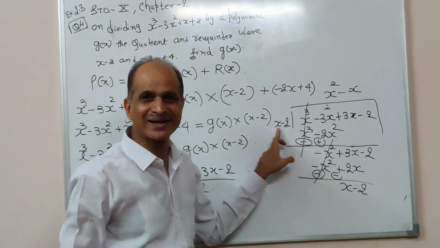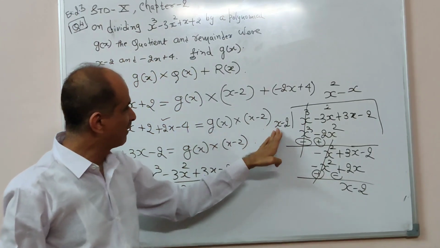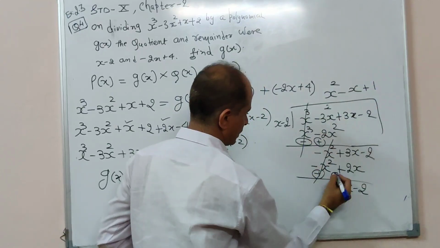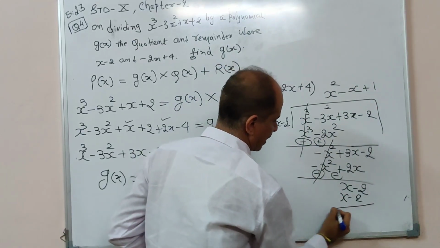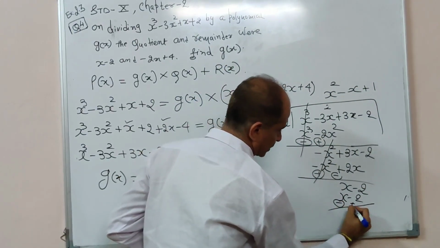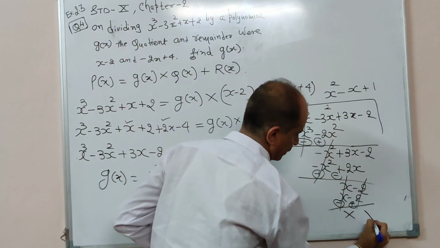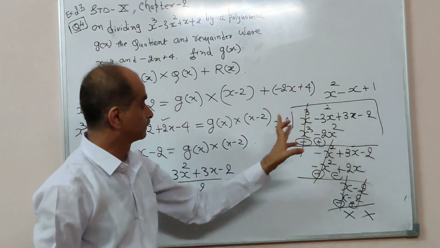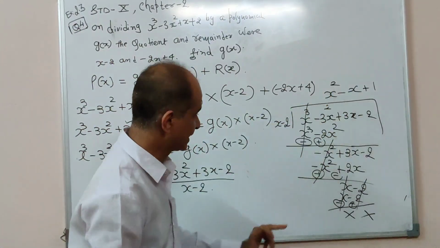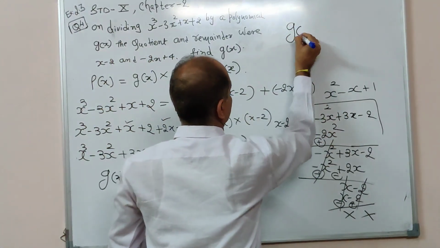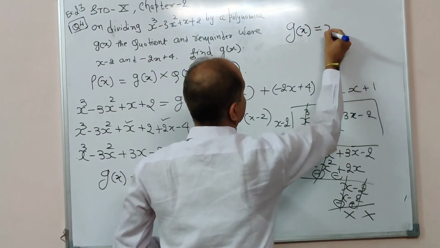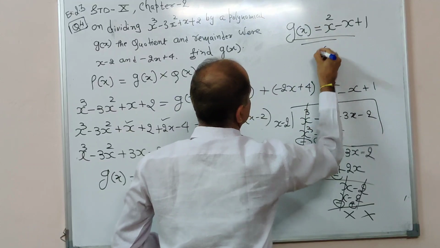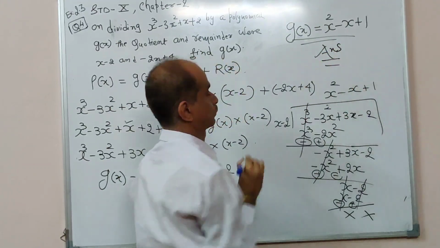So here x minus 2 is your divisor. You need x minus 2, so multiply by plus 1. When you multiply by 1, you get x minus 2. This becomes minus, this becomes plus, and these two cancel out. So the remainder is 0. And that's why g(x) of this example is x square minus x plus 1. So this is your answer.